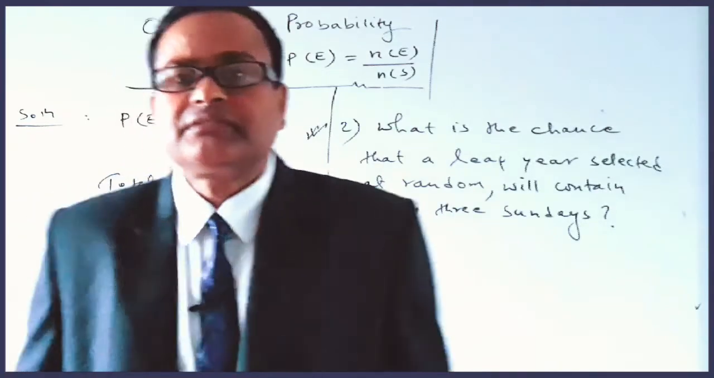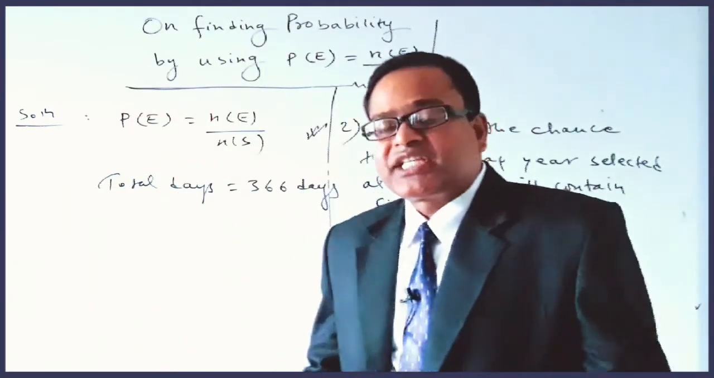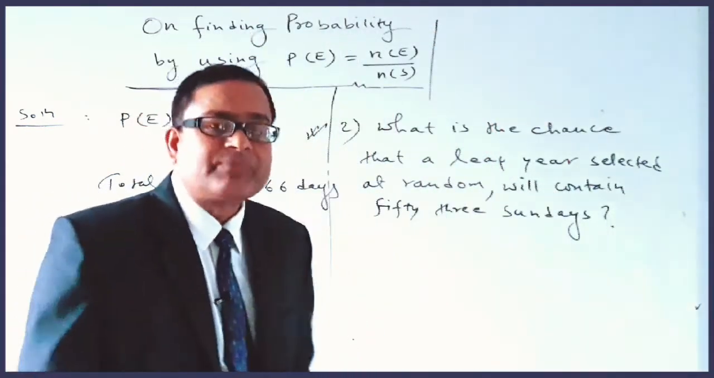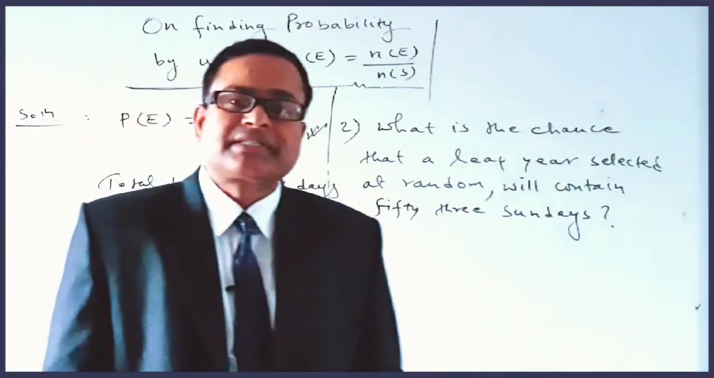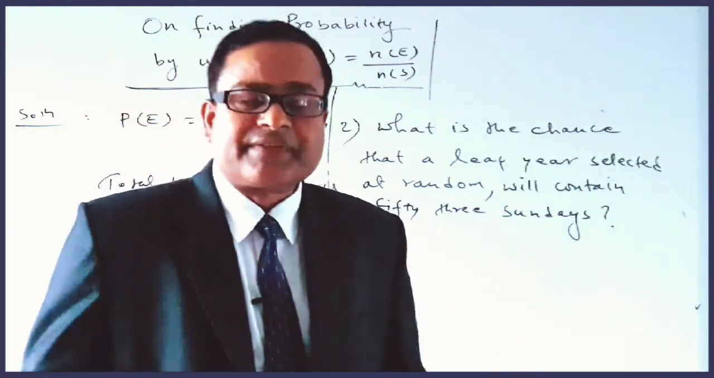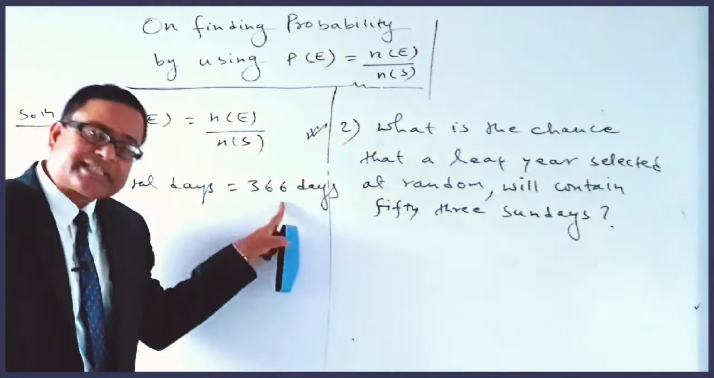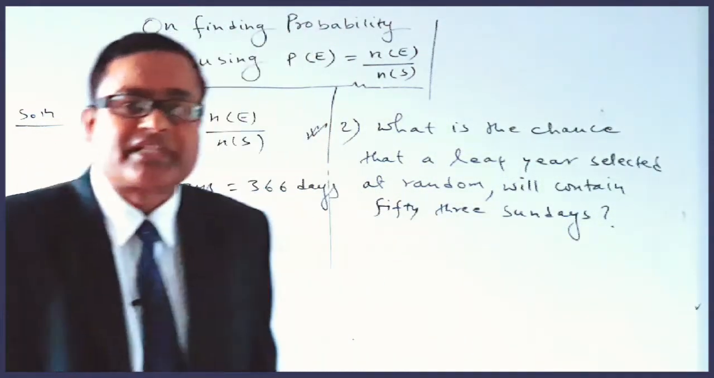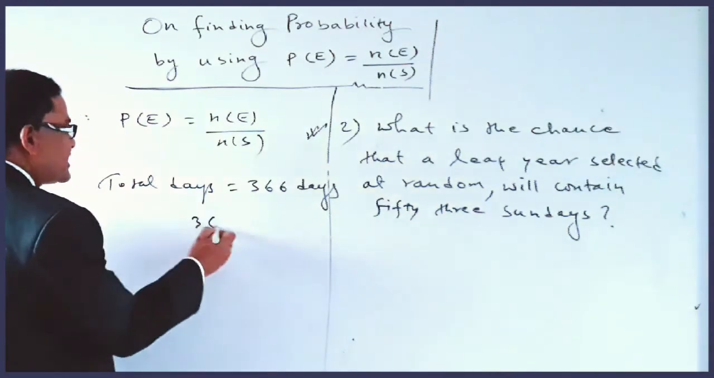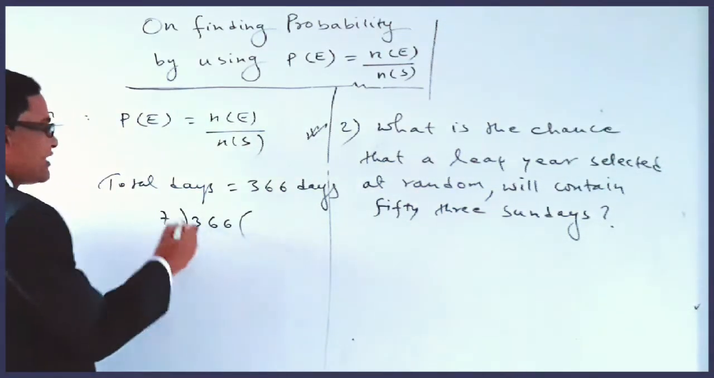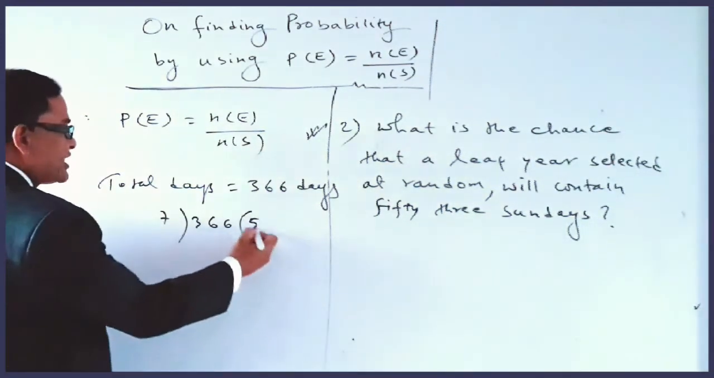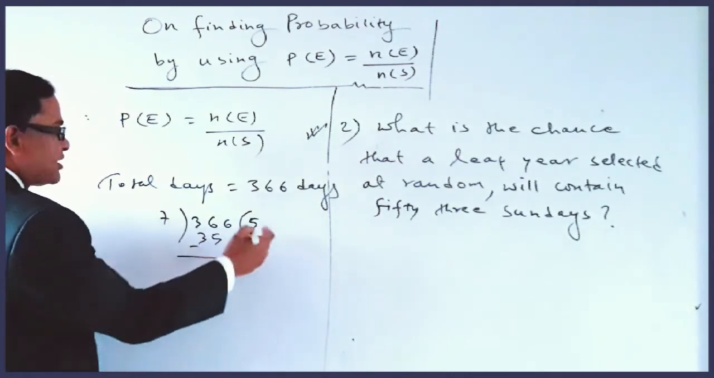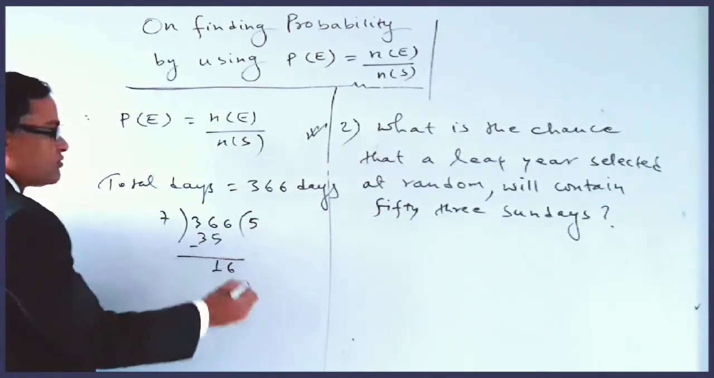Now to change days into weeks, we have to divide by 7 because 1 week is equal to 7 days. So when 366 days is divided by 7, then we get the number of weeks. 366, if we divide by 7, then we get 7 5 is 35, 6 minus 5 is 1.